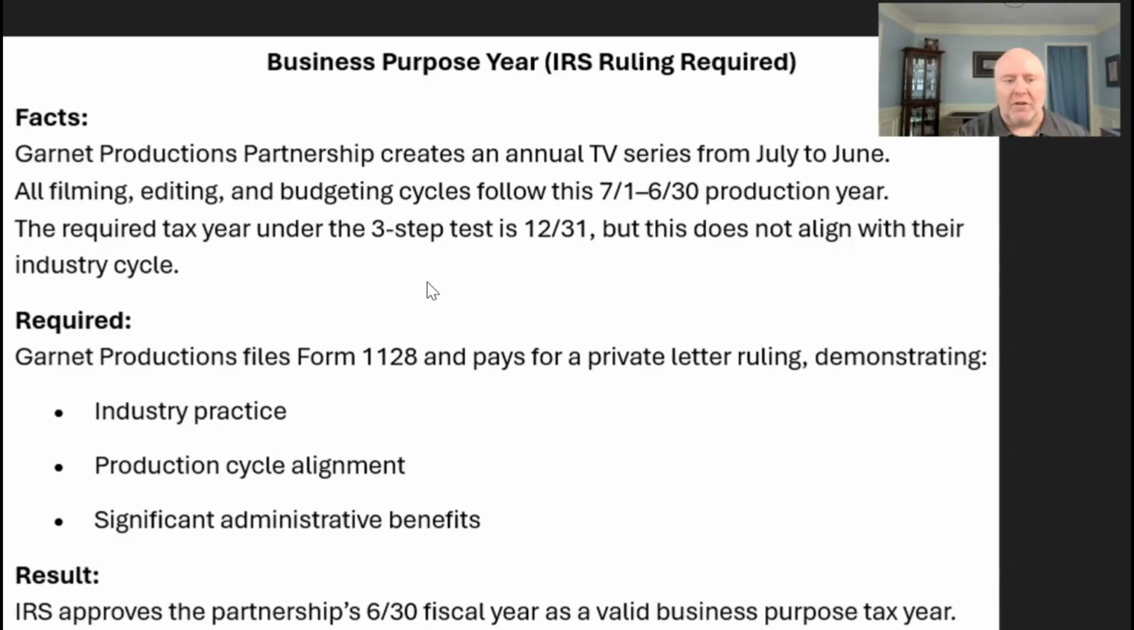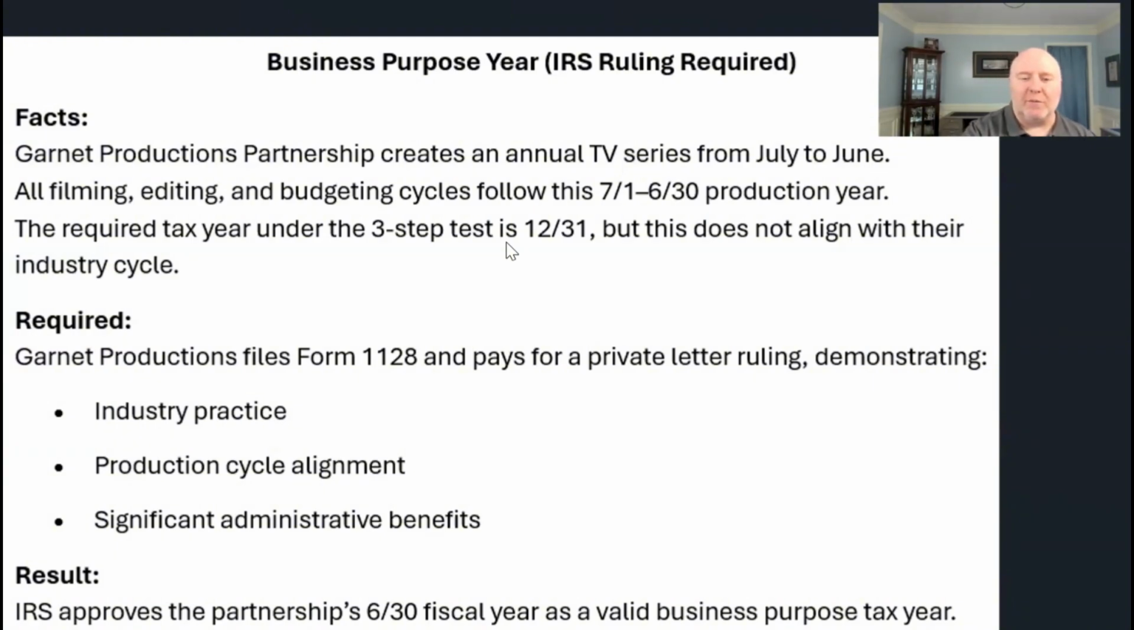So here we have Garnett Productions Partnership, which creates an annual TV series from July to June. All filming, editing, and budgeting cycles flow from a July 1st to June 30th production year. The required tax year under the three-step test is December 31st. What they mean by that is perhaps we said that under the majority taxpayer rule, a majority of them had December 31st, or the principal partner rule, or the least aggregate deferral, whatever it was, said December 31st.